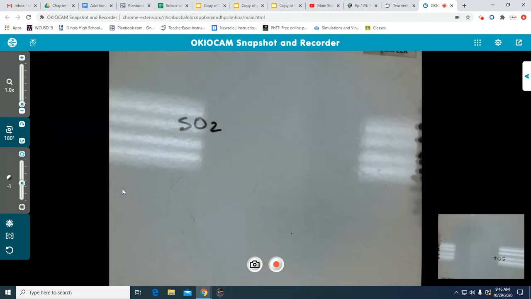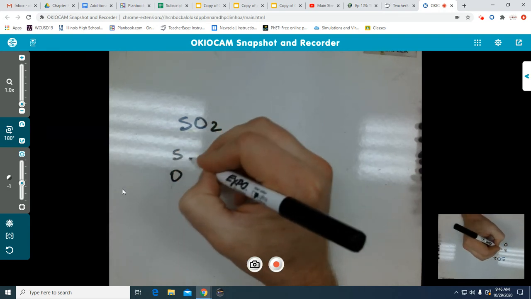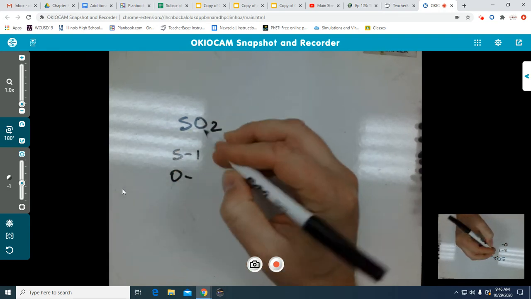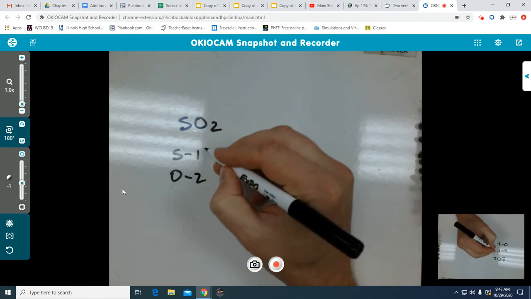The only way that we can determine the percent composition with only the formula is, before we can even calculate the percent composition, we have to figure out the formula weight of the compound. So we have to figure out the formula weight of SO2 before we can proceed at all. Okay, so we've got S, we've got O. There's 1 sulfur, 2 oxygens.